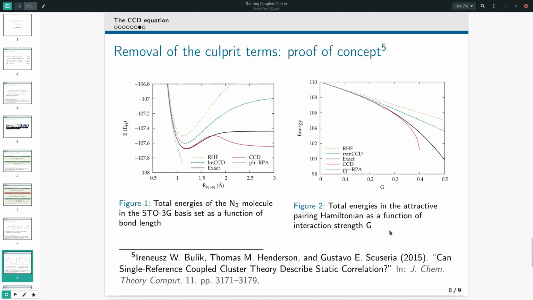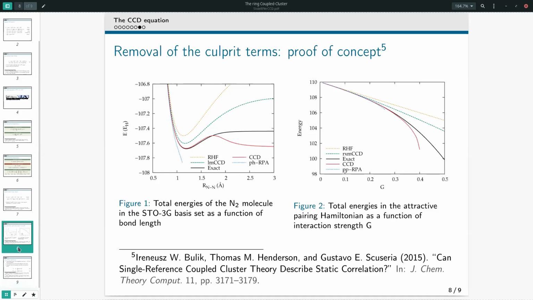As a function of the interaction strength G, we can see that this time the particle-particle RPA is unstable. So they tried to remove the ladder terms because they are the ones equivalent to the particle-particle RPA. And once again, we see that it's qualitatively better than coupled cluster doubles, but not quantitative. So that's just a proof of concept that by removing terms, we can get a better result.